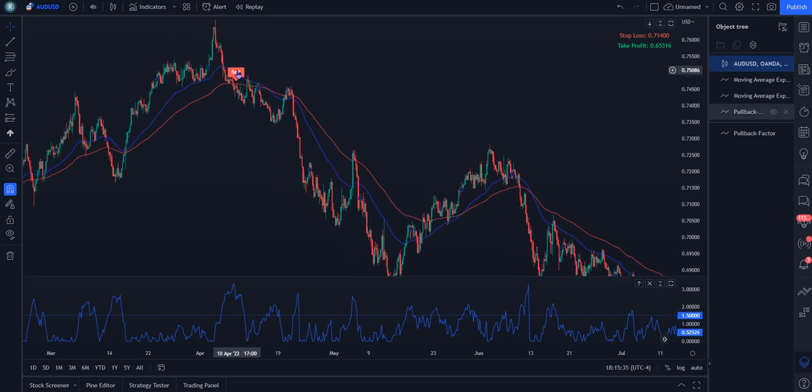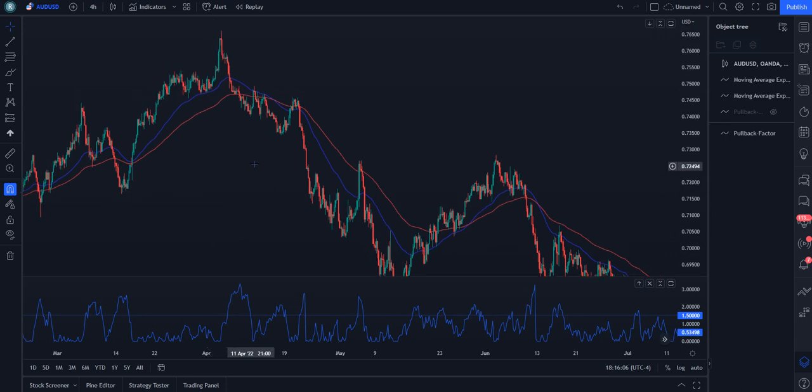See another signal here that it gives. For now I'm just going to hide that just to not clutter up the chart at the moment. And we'll just get right into it. So the pullback factor is basically giving an idea, a visual of when a retracement is near its peak or near its end.